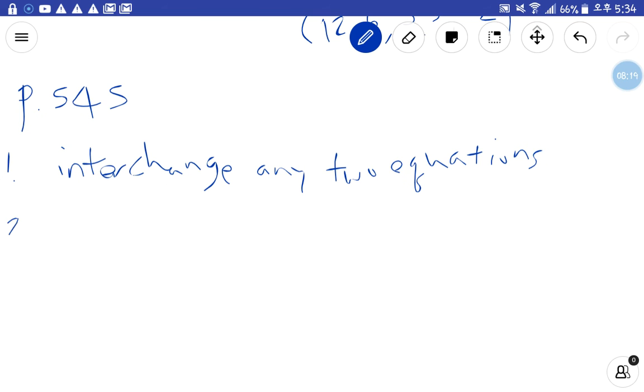And then number 2: multiply or divide one of the equations by any non-zero real number. So multiply or divide one of the equations by any non-zero number. And number 3: add a multiple of one equation to any other equation in the system. And then add the multiples.